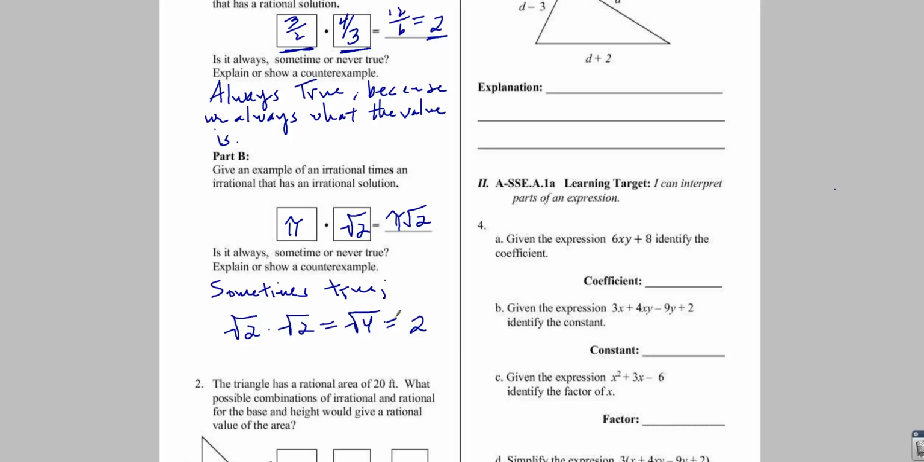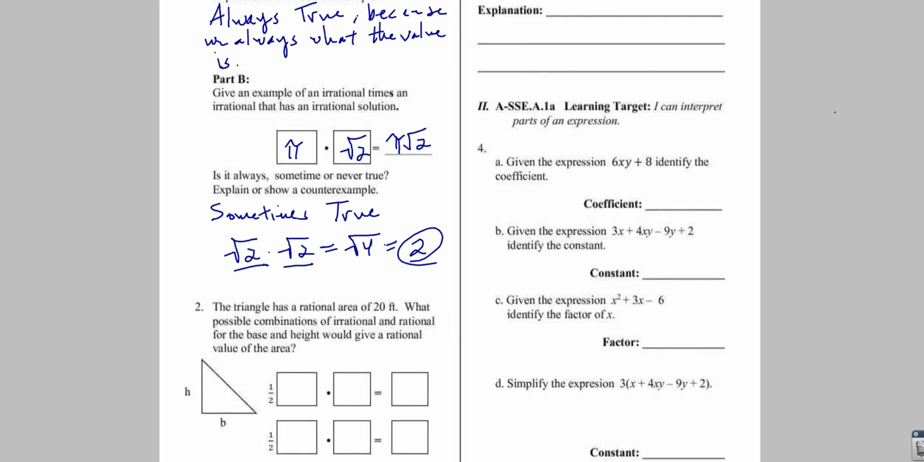So in this case, this is a counterexample. In this case, it says that we have an irrational times an irrational, but we get a rational result. So let's move on to number 2.